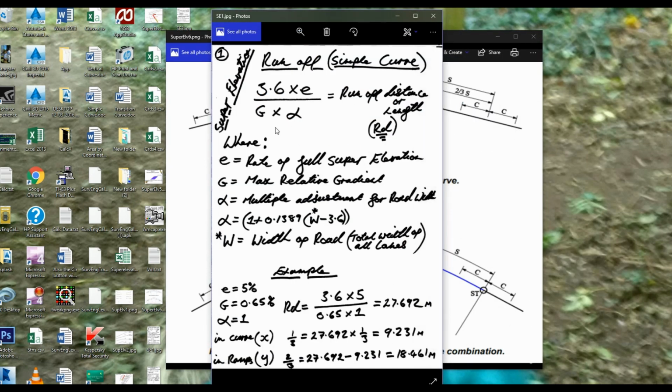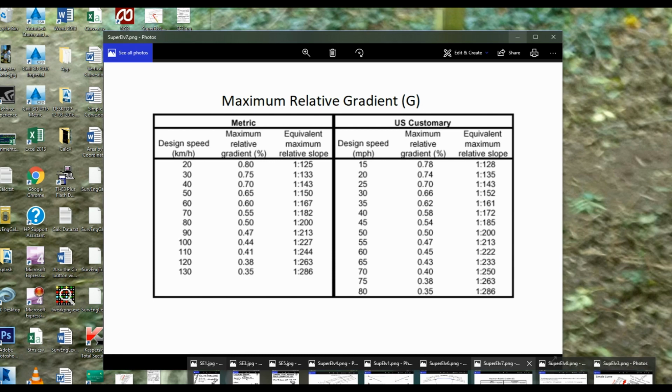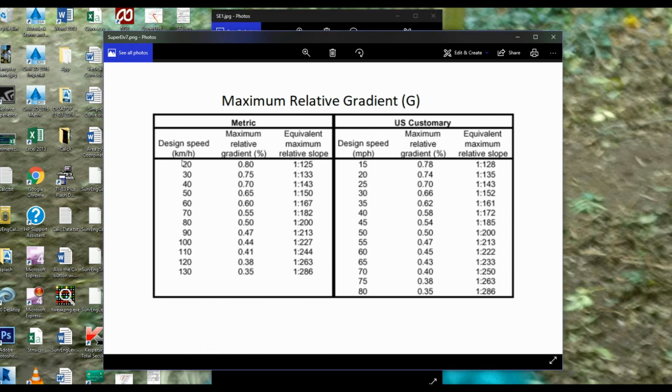That's maximum relative gradient. Okay, and we get that from design speed, which is here. So for whatever design speed you're going to get there, you're going to get the maximum relative gradient. That's in percentage there. We use those values there.